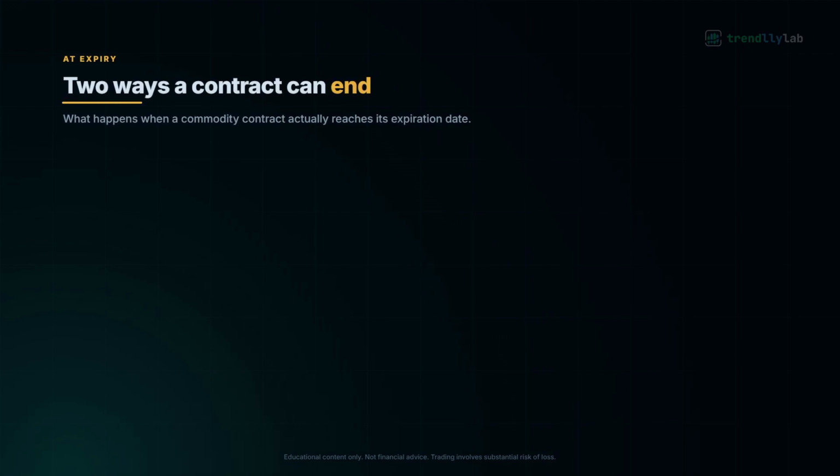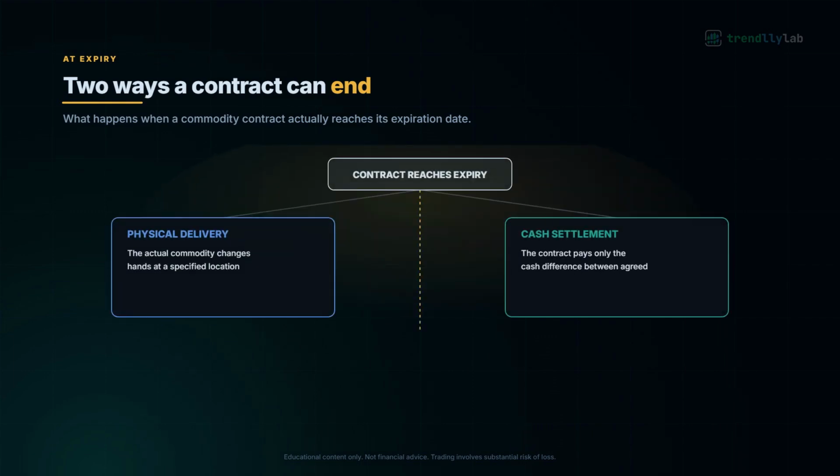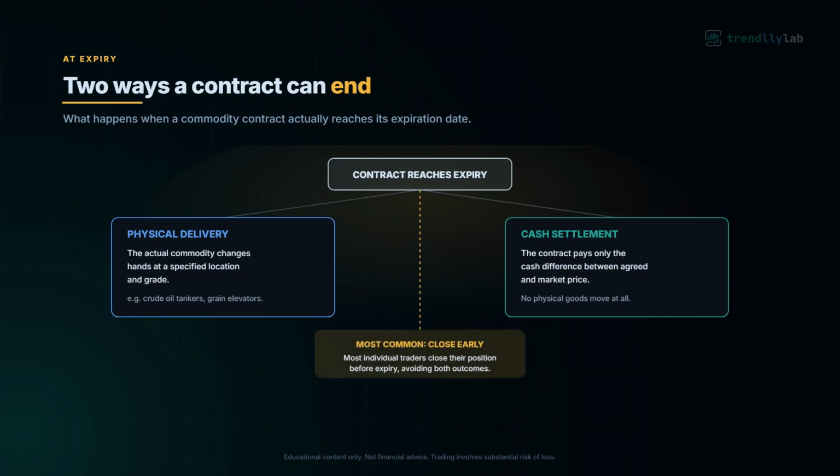What happens when a commodity contract actually reaches its expiration date? There are two ways it can end. When the contract reaches expiry, it goes one of two ways. Physical delivery, where the actual commodity changes hands at a specified location and grade, or cash settlement, where the contract pays only the cash difference between the agreed price and the market price. Physical delivery means crude oil tankers and grain elevators, while cash settlement means no physical goods move at all.